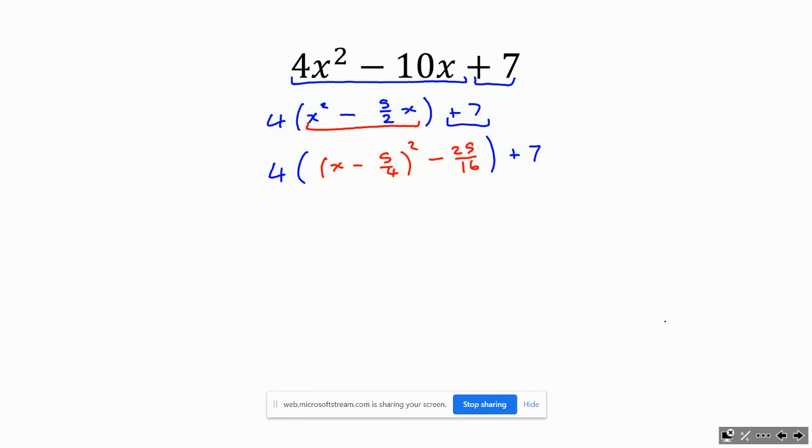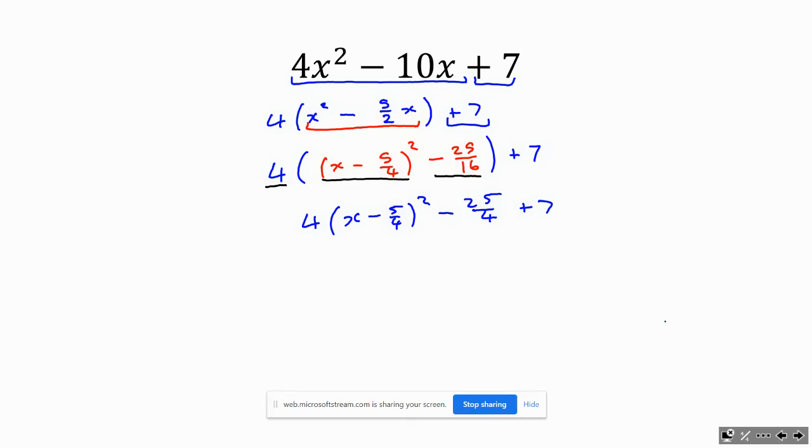All right. So this is the most complicated step. At this point, it's the 4 multiplied by this term and this term separately. And it's going to start looking simpler from here. So we have 4 lots of the bracket, so x minus 5 over 4 squared. Then we have 4 lots of negative 25 over 16. Well, that is negative 25 over 4. And then we have the plus 7 at the end.